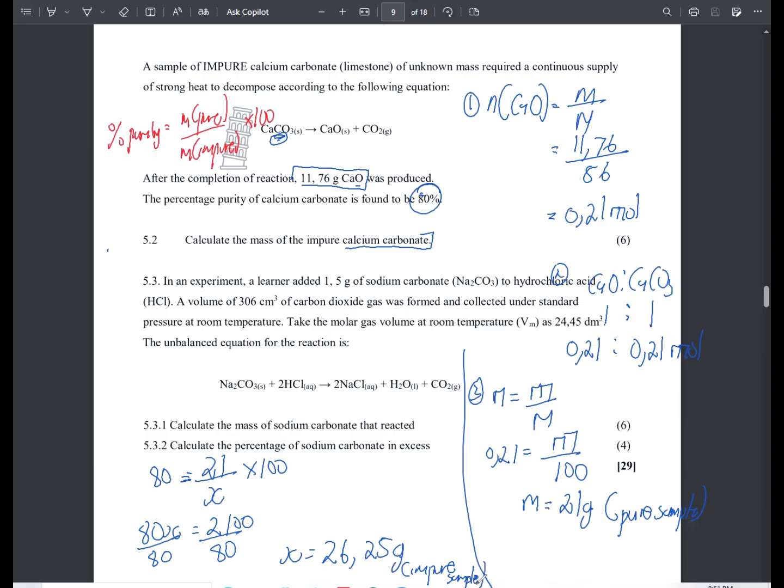Okay, so that's how you go about it. So 6 marks. As you can see, there is nothing that changed. Still, your step number 1 is calculating the number of moles. Step number 2, compare the molar ratio. Step number 3, calculate for the required value. And then your step number 4 is obviously now performing your calculation with the percentage purity formula. So your stoichiometric steps, they never change.